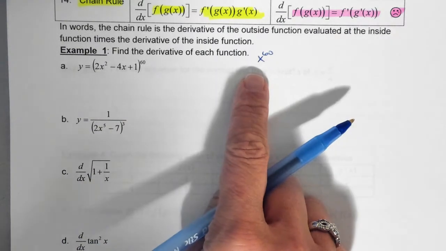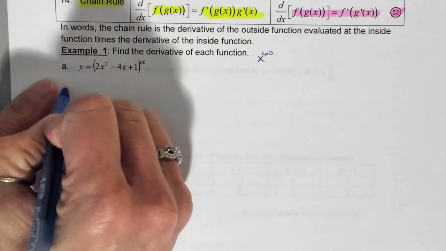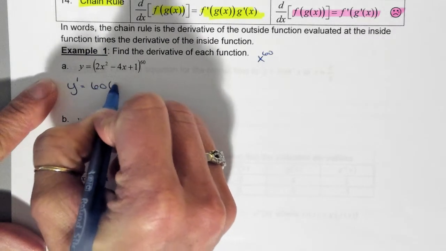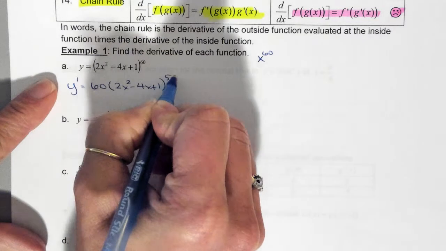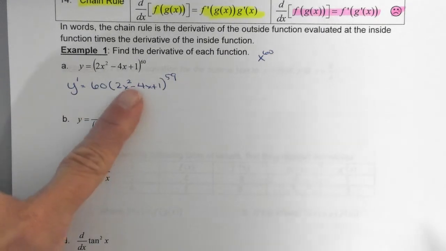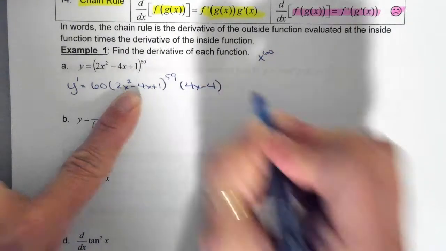So what's the derivative of x to the 60th? 60x to the 59th. Okay, so that means when I take the derivative, y prime, it will be 60. Then I've got the 2x squared minus 4x plus 1 to the 59th power. So I bit into that outer candy shell. Now I'm getting to the chocolate. I need to deal with the middle. What's the derivative of 2x squared minus 4x plus 1? 4x minus 4. You're done.